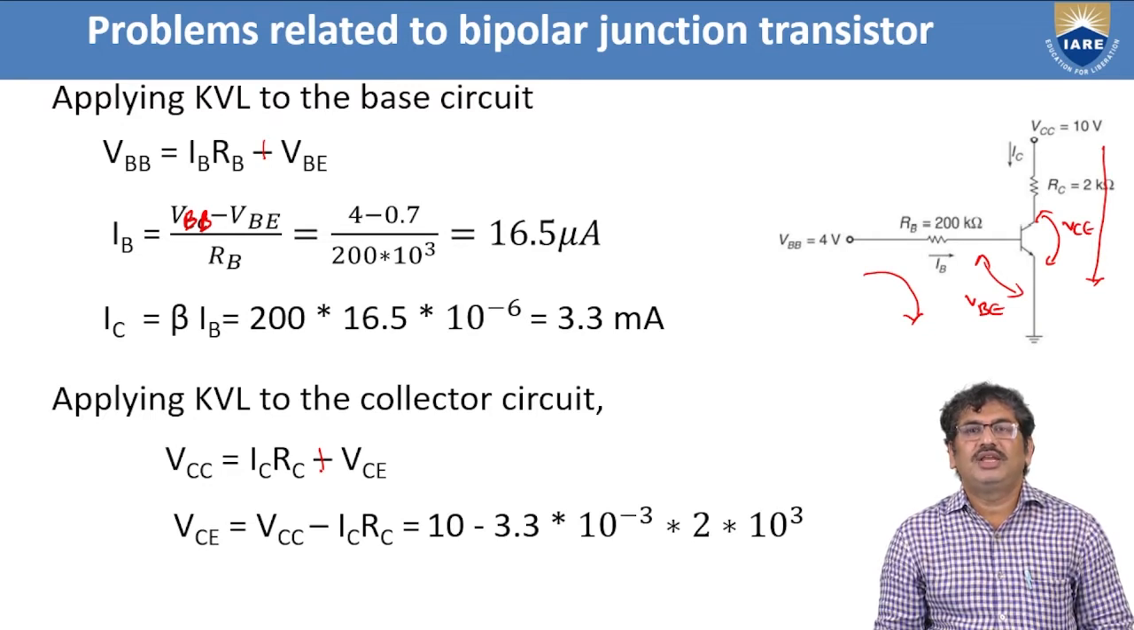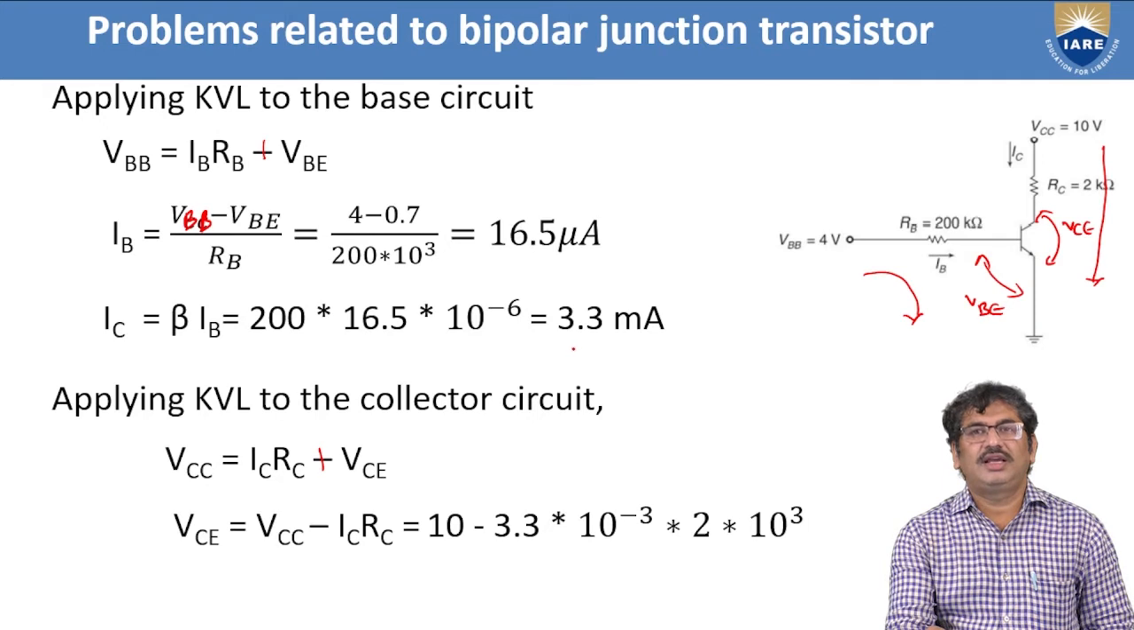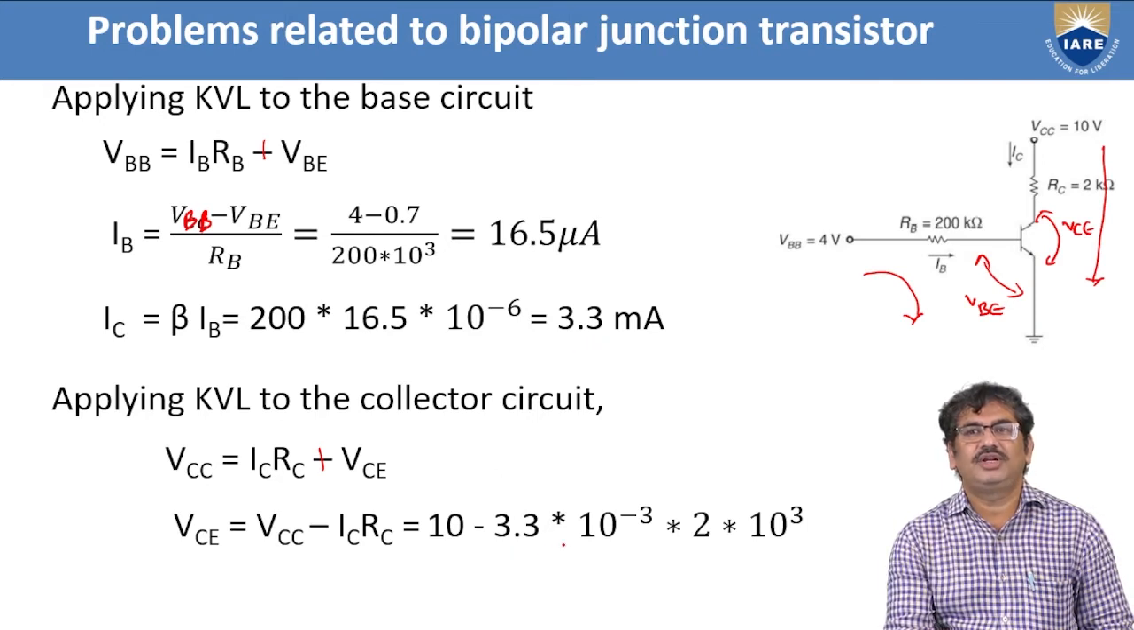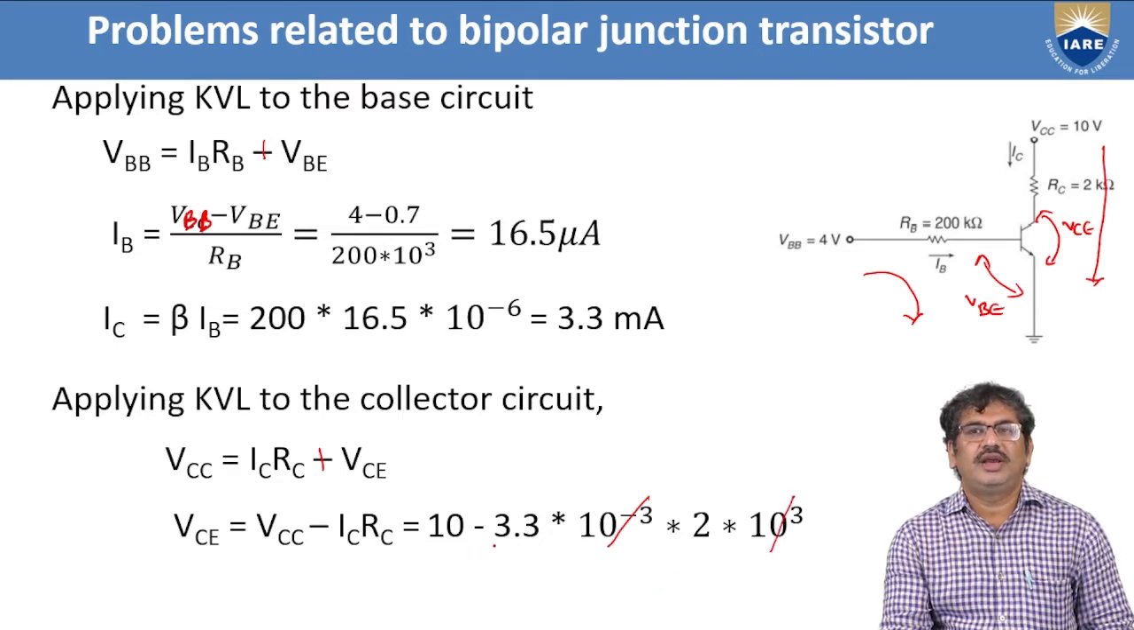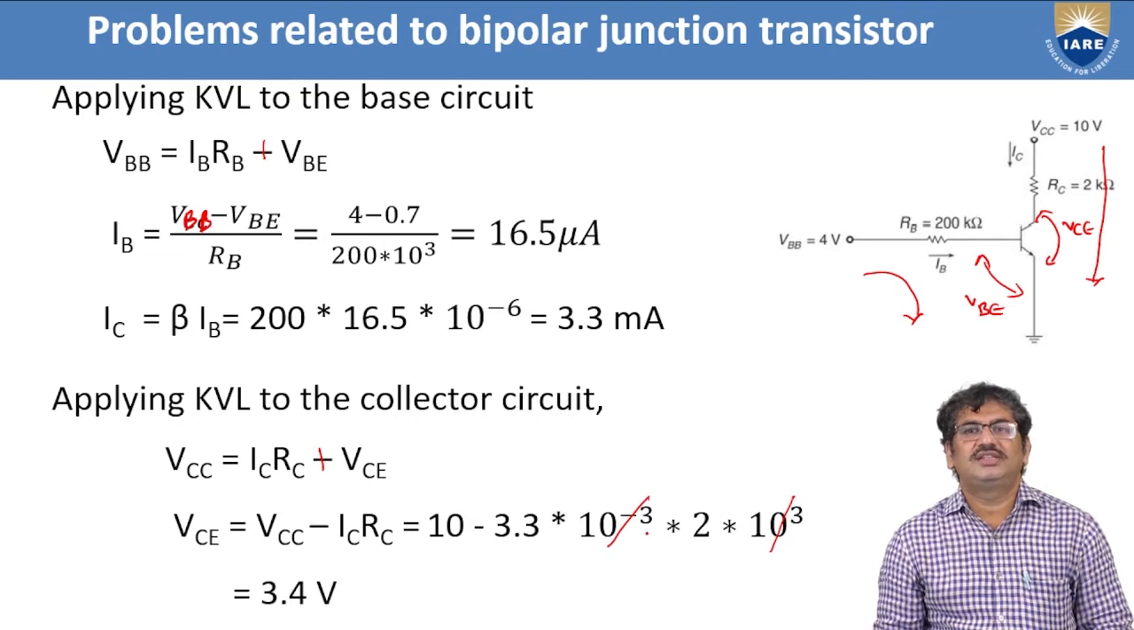In the problem, the given VCC is 10 volts minus the estimated collector current 3.3 milliamperes, that is 3.3 into 10 power minus 3. Given RC is 2 kilo ohms, that is 2 into 10 power 3. 10 power minus 3 and 10 power 3 get cancelled. So you'll get 10 minus 3.3 into 2, which will give us VCE as 3.4 volts.